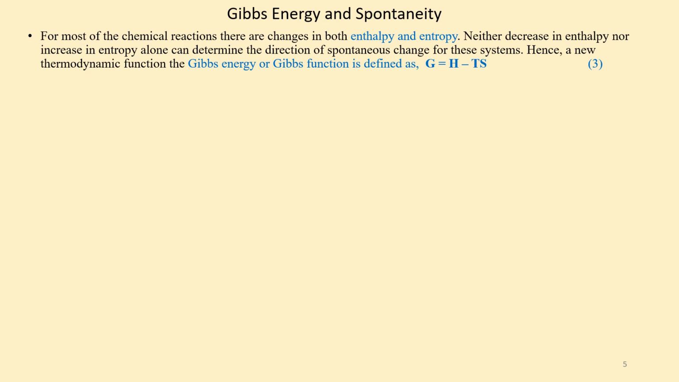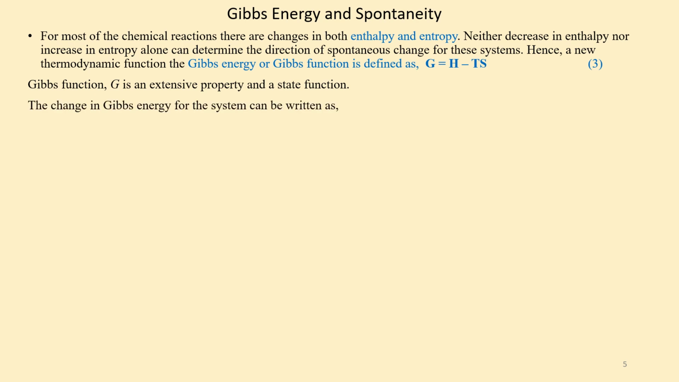is equal to capital H minus T into S, where capital G is the Gibbs function, H is the enthalpy, T is the temperature, and S is the entropy. The Gibbs function G is an extensive property and a state function. The change in Gibbs energy for the system can be written as the change.